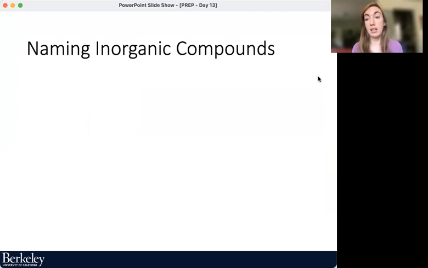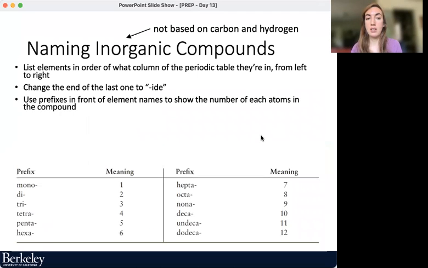So for inorganic compounds, inorganic just means it's not based on carbon and hydrogen. So we'll talk about organic compounds in a couple slides. So for inorganic compounds, we don't have the cation and anion, so we can't just be like the positive one goes first like we just did. So we just go in order of where they appear on the periodic table from left to right. So if I have two elements together, I'm going to start with the one that appears farther to the left on the periodic table. Just like with ionic compounds, we're going to change the last one to "ide."